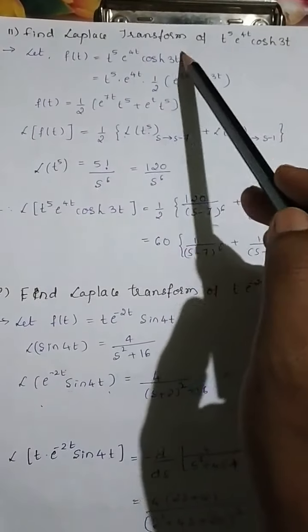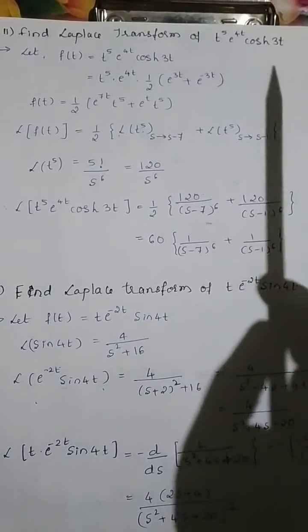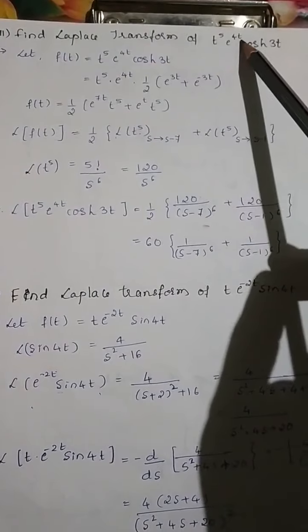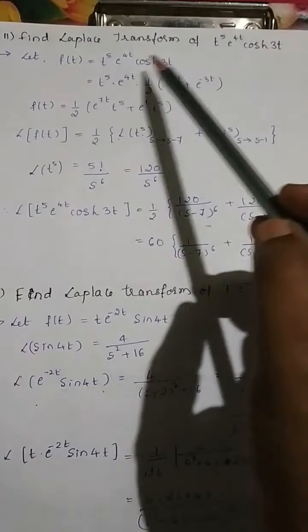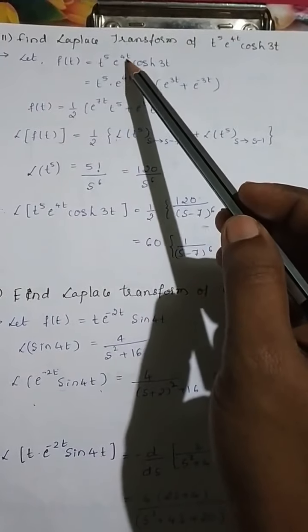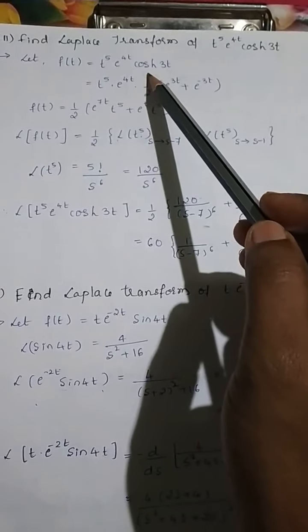Find the Laplace transform of t raised to 5 e raised to 4t cos h 3t. Let f of t equal t raised to 5 e raised to 4t cos h 3t. Just now we have solved one hyperbolic function.